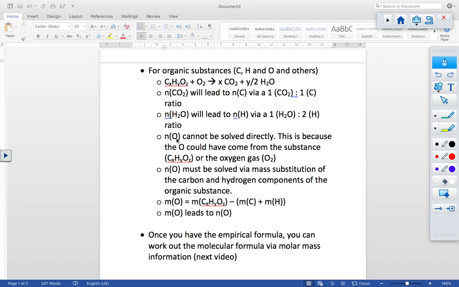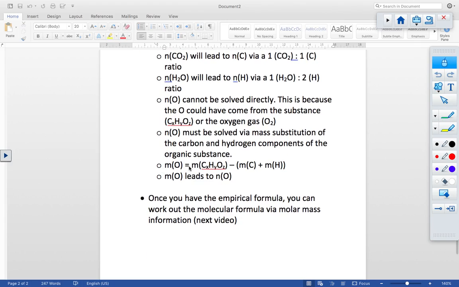However, the number of moles of oxygen cannot be solved directly. This is because the oxygen in the carbon dioxide and the water could have come from the organic substance or the oxygen gas that was burnt in. So the number of moles of oxygen must be solved via mass substitution of the carbon and the hydrogen components of the organic substance. So the mass of oxygen is equal to the mass of the organic substance, subtract the mass of the carbon and the mass of the hydrogen put together. Then once I have the mass of oxygen, I can work out the number of moles of oxygen. So let's go try that.